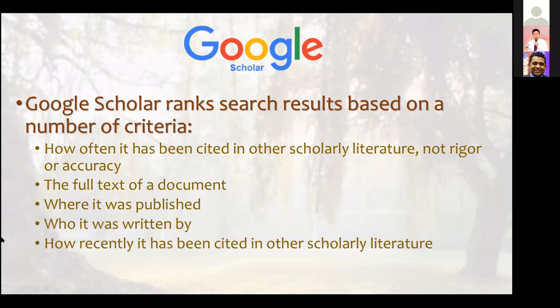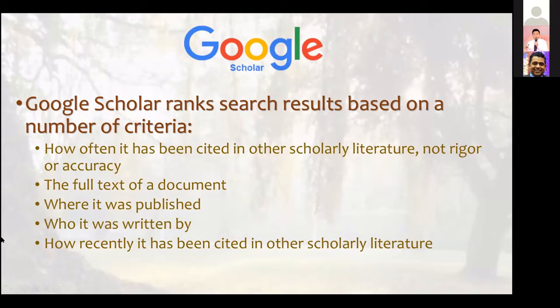So basically, how often it has been cited in other scholarly literature. If a paper is cited more, it is definitely more relevant or more important than something that is not cited that much. Whether the full text of the document is available, because even if you can find a scholarly article which is quite relevant, if you can't get the full text of that document, then definitely it's of less value to us. Where it was published: if it's in a high impact journal, definitely it has more value than some obscure conference and so on. Who it was written by: if the author has a higher H-index, a highly cited author, then it is much more important than somebody who's very new to the area.